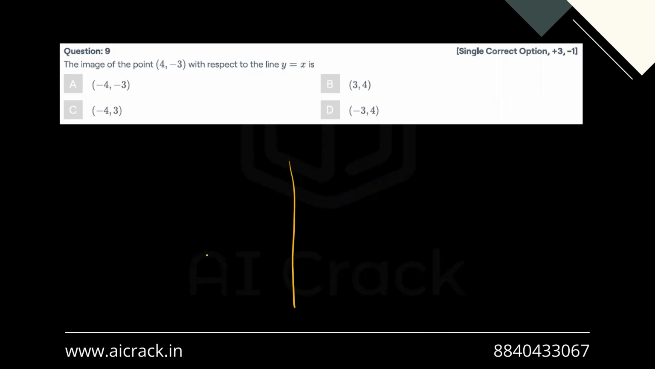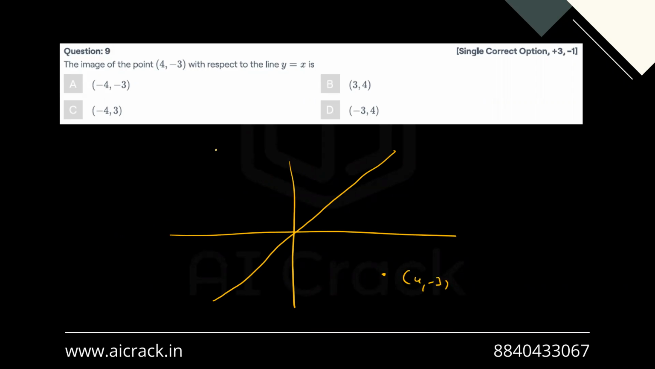Suppose we have the coordinate axes like this, and this is the line y = x. We have the point (4, -3) somewhere over here. If I take the image, you get a point whose coordinates would be (-3, 4). So this you have to remember: in case of y = x, the image point has the coordinates of the given point reversed. So (-3, 4) and (4, -3). So basically D is the correct answer.